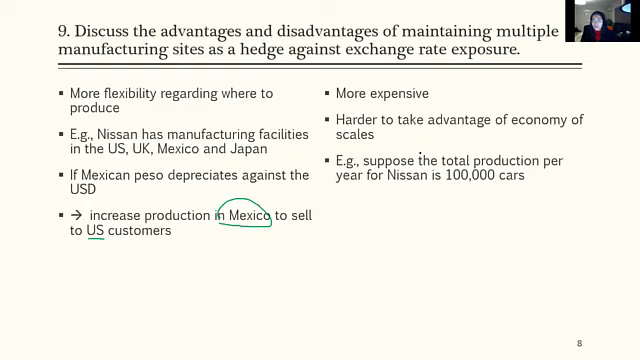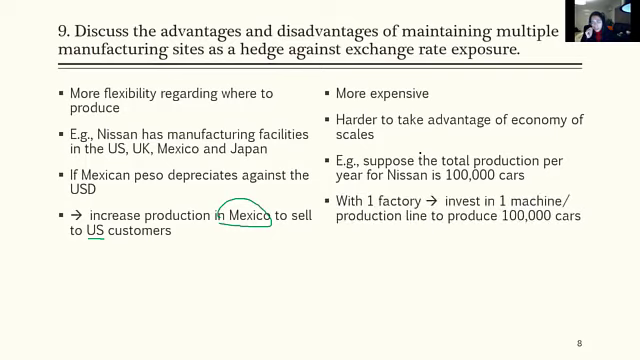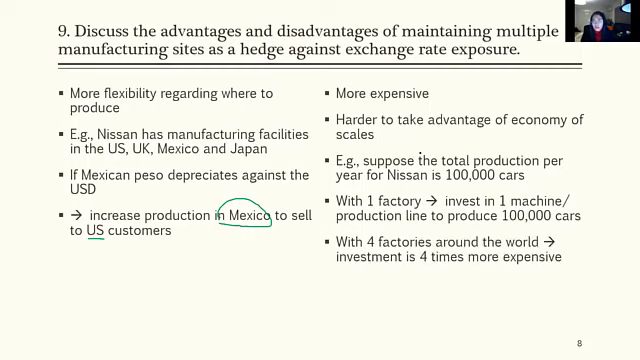So for example, if Nissan produces a total of 100,000 cars a year, if they only have one factory, that means they can use the same production line for 100,000 cars. So they achieve economy of scale in this case. But if they have 4 different factories around the world, that means they need to invest 4 times, right, in 4 different factories. And every factory would just be producing 25,000 cars, okay? So in this case, the scale of the production is a bit less for each factory.